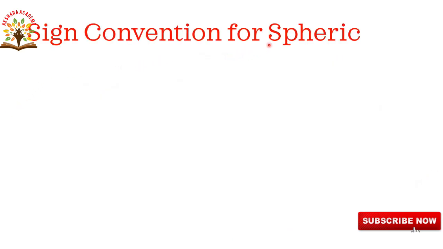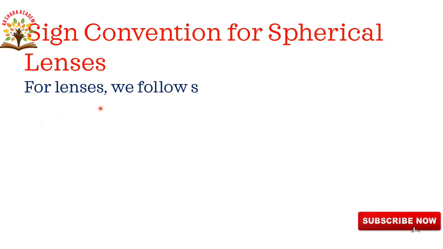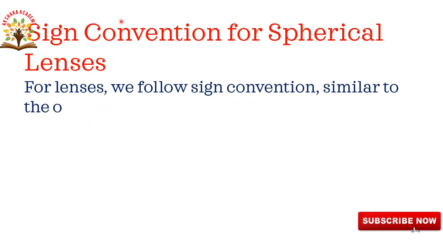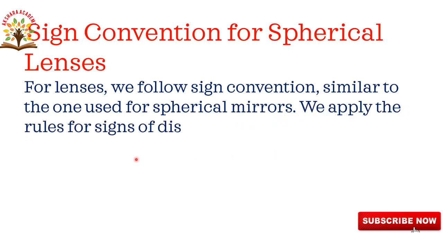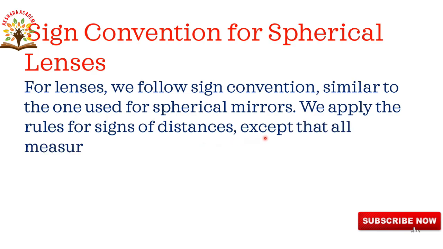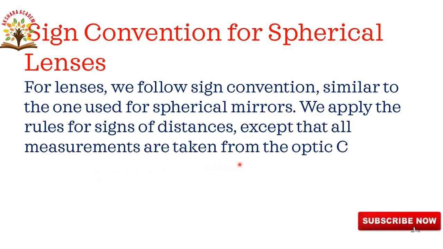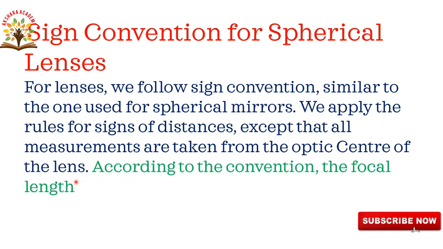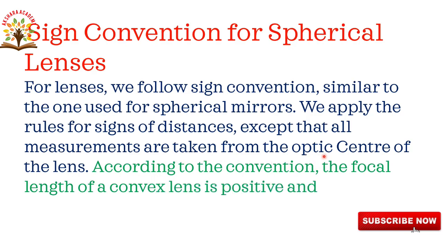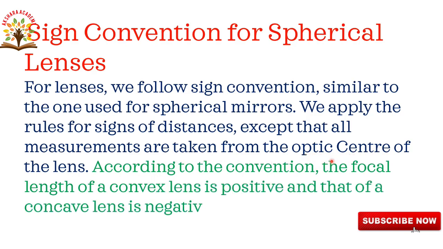Next, sign convention for spherical lenses. For lenses, we follow a sign convention similar to the one used for spherical mirrors. We apply the rules for sign of distances except that all measurements are taken from the optic center of the lenses. In mirrors we are using the pole, in lenses we are using the optic center, nothing but the center of the thin lens.